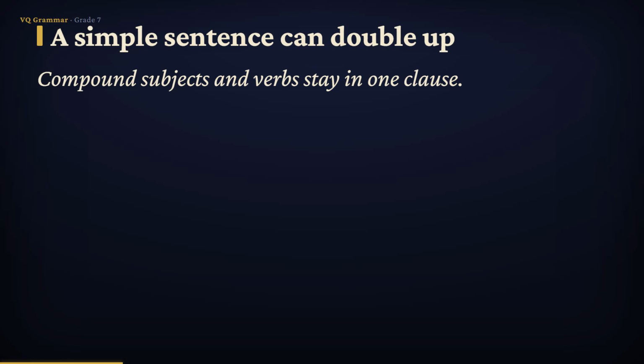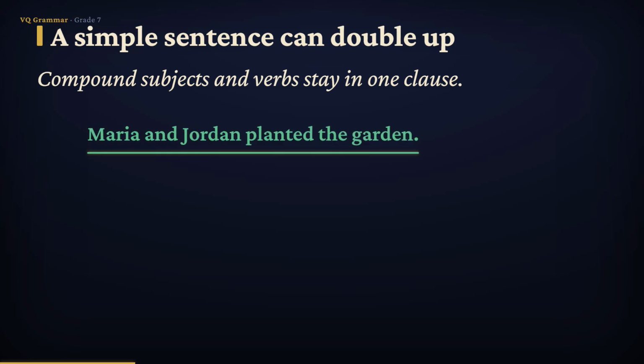Now, here's a twist that trips a lot of people up. A simple sentence can look bigger than one clause, yet still be simple. Watch this. Maria and Jordan planted the garden. That has two subjects, Maria and Jordan, but only one predicate, and it's still a single main clause, so it's still simple. We call that a compound subject.